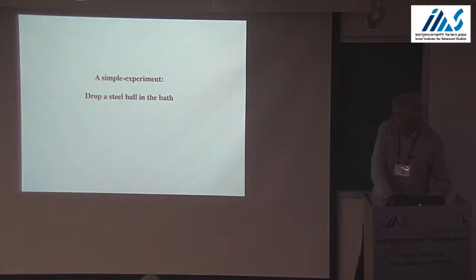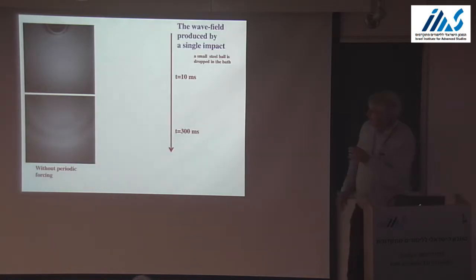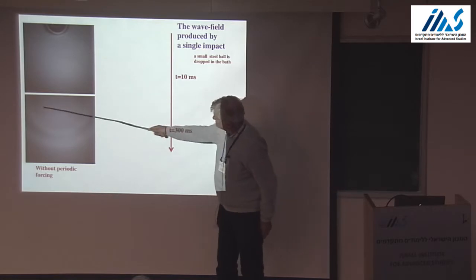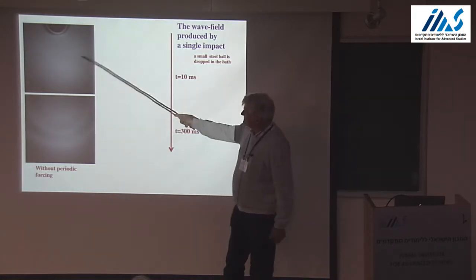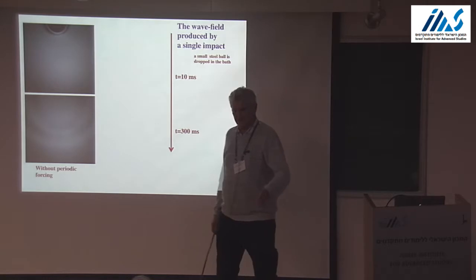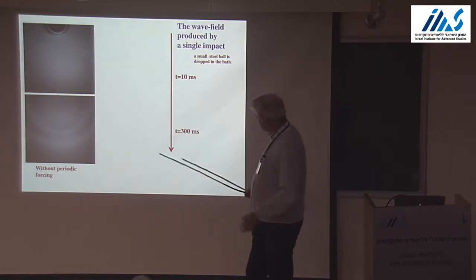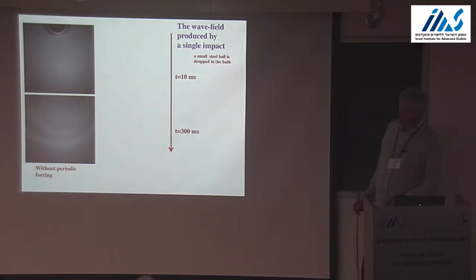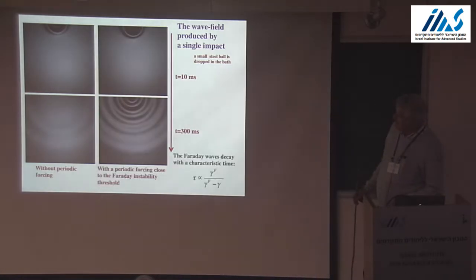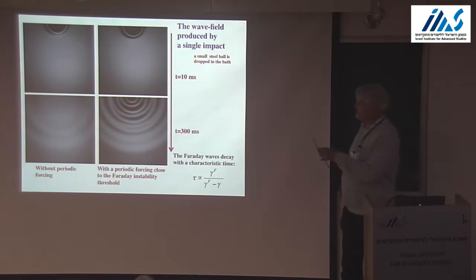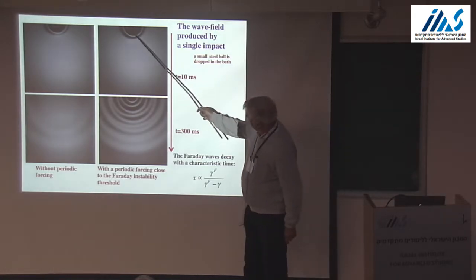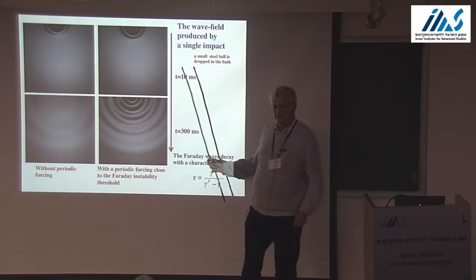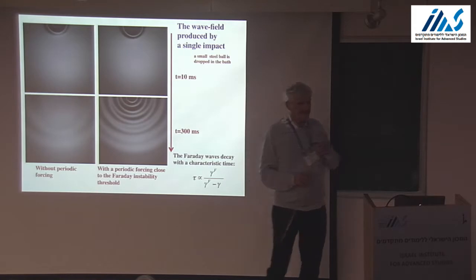So this is a very simple experiment. You take a steel ball, you drop it, and if the bath is at rest, you see it creates a wave, and this wave propagates. This is exactly what you get if you throw a stone in a pond. You have a propagating wave moving away from the point of impact. Now you do the same in an oscillating bath, a bath that is below the Faraday instability threshold, and you see the same propagative wave being emitted, and it leaves behind a pattern of standing waves.